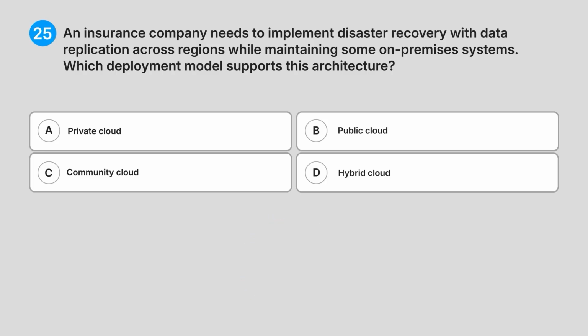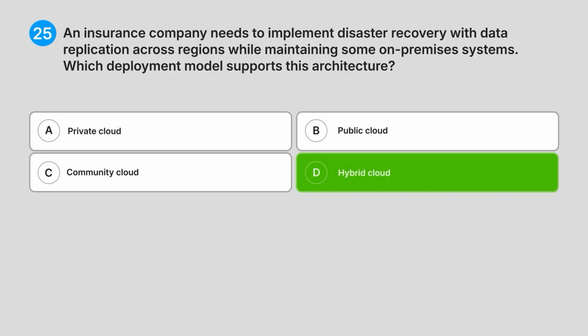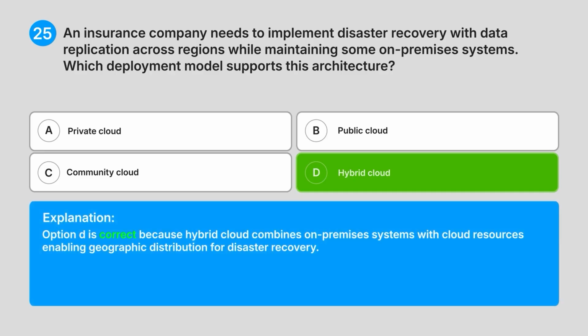Correct answer, D. Hybrid cloud. Explanation: option D is correct because hybrid cloud combines on-premises systems with cloud resources, enabling geographic distribution for disaster recovery.